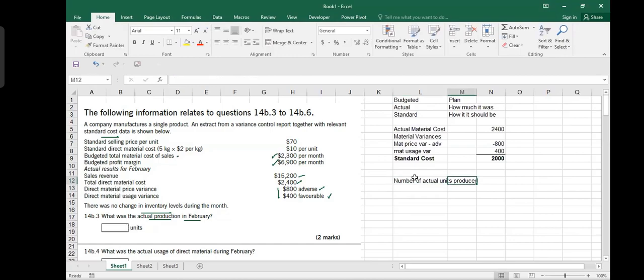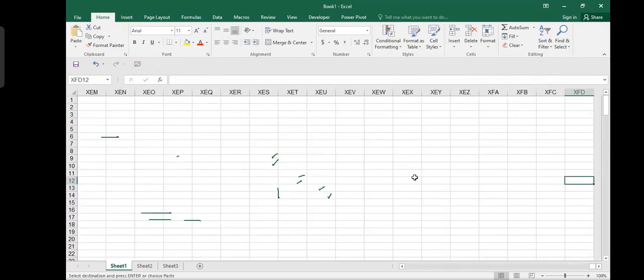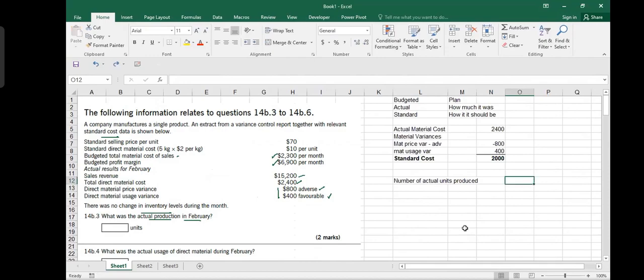Because now this is your standard, and your budgeted material cost per unit was $10. So if we consider 2,000 divided by 10, we should have been spending $2,000 on producing 200 units. This is how much it should have been. So for 200 units, it should have been $2,000. That's very simple. Answer should be 200.